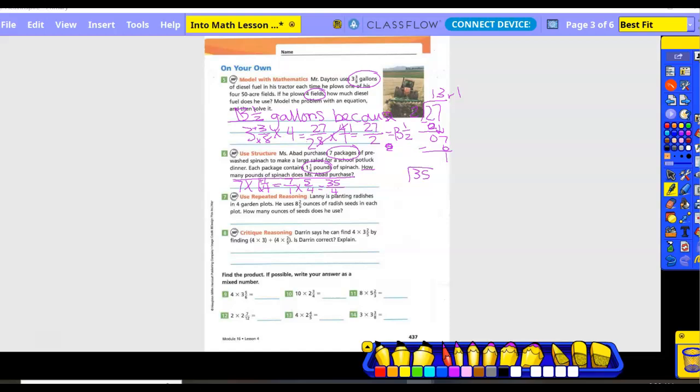So then I'm going to come over here. 35 divided by 4. How many times does 4 go into 35? 8 times, minus 32. 3 left over. How do I write that as a mixed number? 8 and 3/4. And what's my label? Pound.